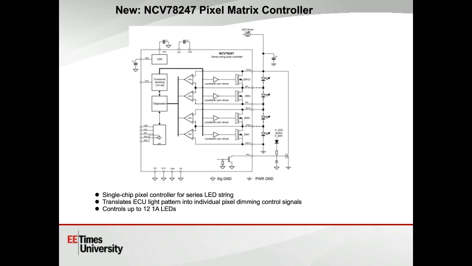So the latest device we are going to talk about is the NCV78247. This is a controller for matrix applications. Essentially, the way it works is it receives the data for the pixel control parameters from a controlling ECU, control unit, and then it translates the required light pattern into individual pixel dimming info. Each pixel controller can control up to 12 pixels, and you can combine multiple controllers into a system if you need more than 12 pixels.